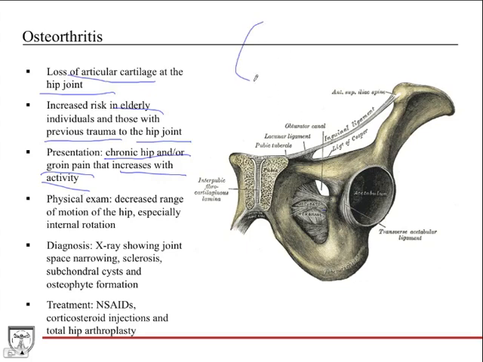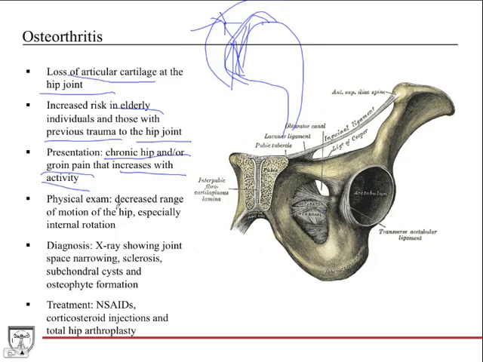Because remember, if I show you here the femoral head like this, and you have this cartilage like this, if it's worn away and it's just bone now, then it becomes bone on bone. Bone on bone is two hard structures banging against each other. That causes all kinds of inflammation, and that's what ends up leading to the pain.